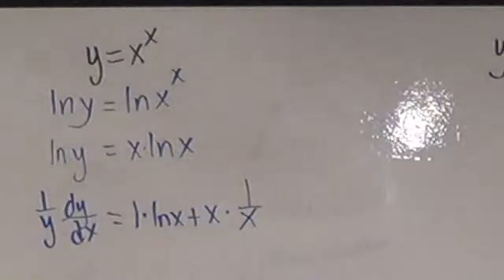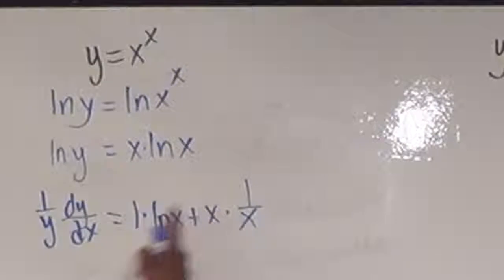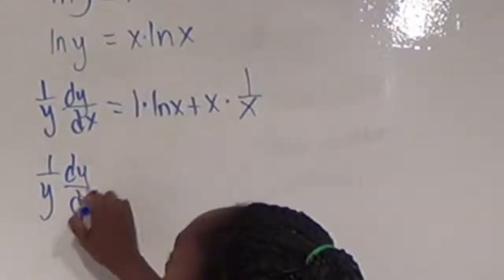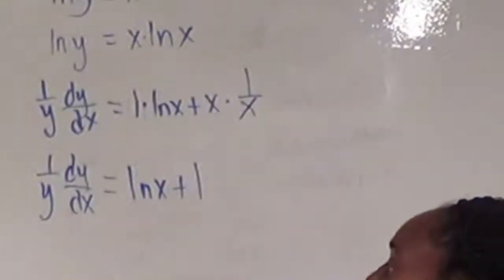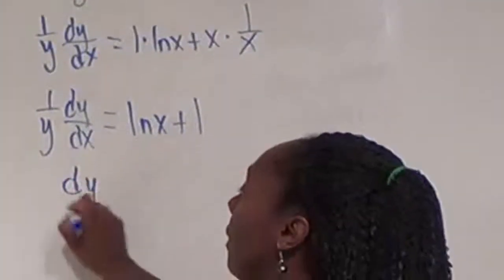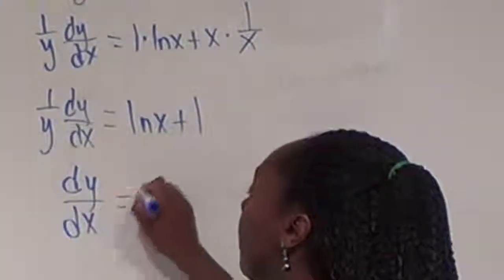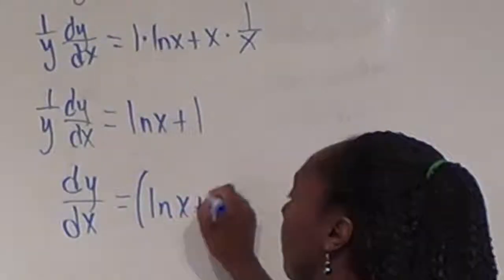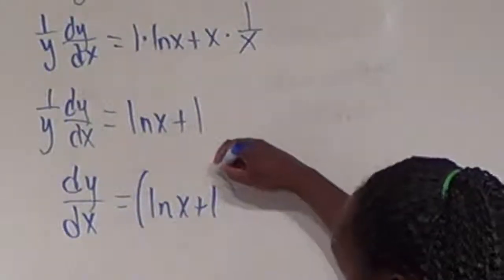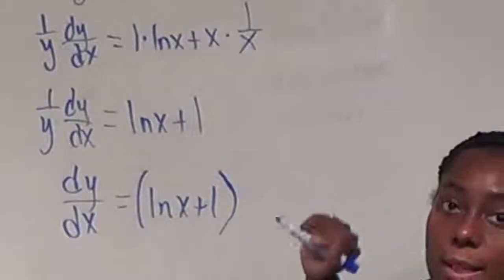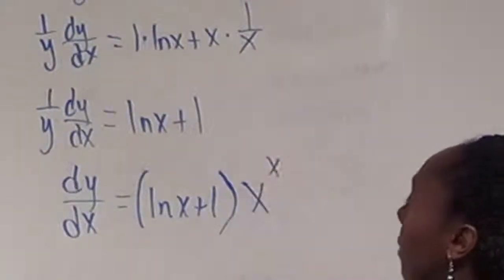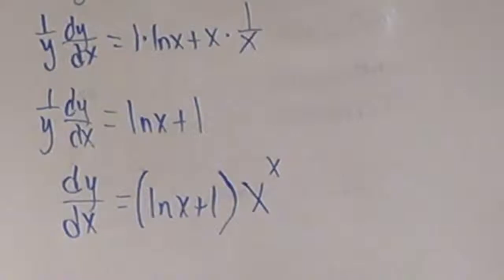Okay. From there, again, I want to isolate my dy/dx, so I'm going to combine things over here, and then multiply through by y. And again, remember here, y was x to the x. So there would be my derivative for y equals x to the x.